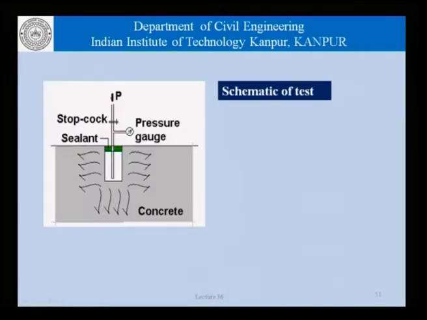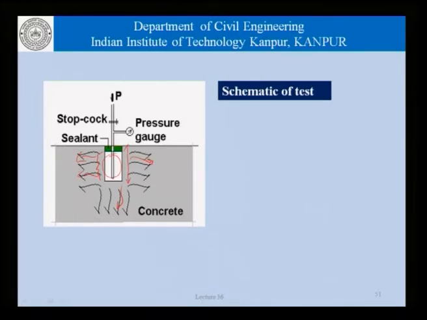This here is a schematic representation of the test, where this is the total depth of the hole, and this is the depth that we are talking about as far as the actual surface through which the permeation of air or water will occur. What we try to do is to fill this portion with water or pressurize it with air, and we see how easy it is for water or air to permeate through this surface.